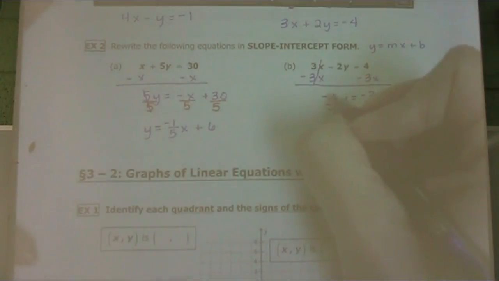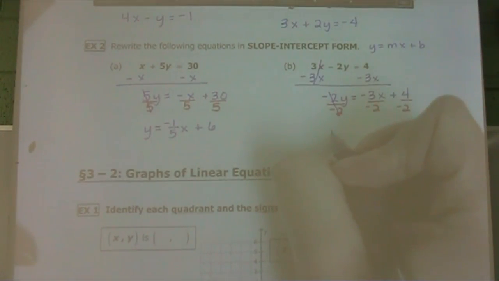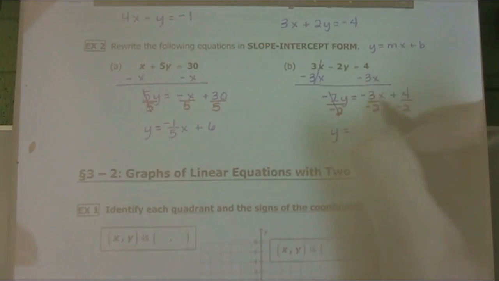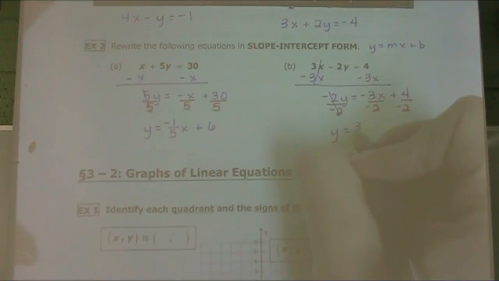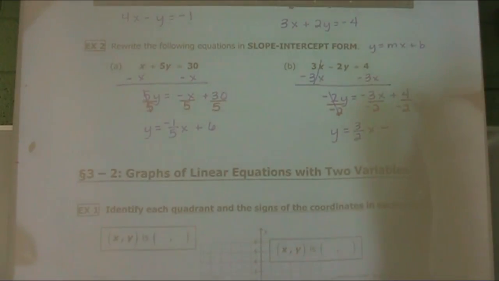The -2's cancel here and gives me y by itself, which I need. Here, my negatives cancel, and this gives me 3/2 x. Here, a positive and a negative means a minus sign. 4 divided by 2 is 2.